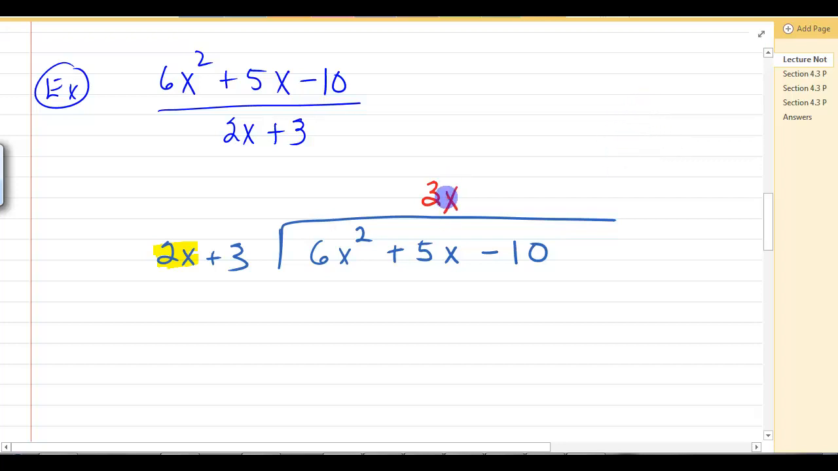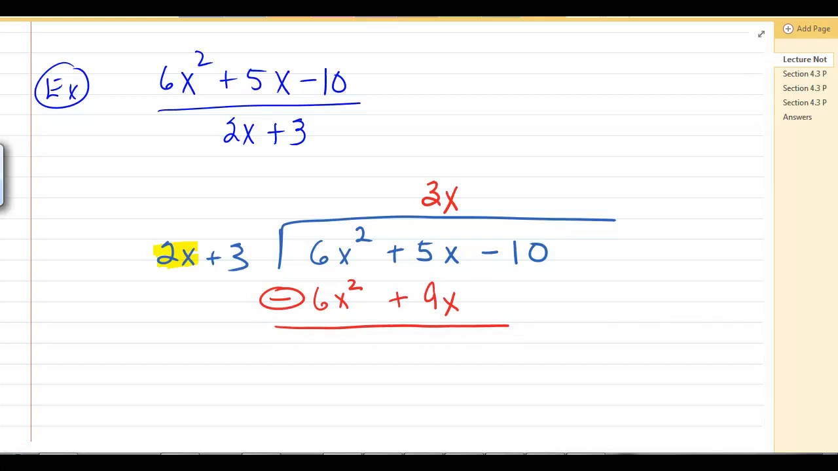All right. Then what did we do? We multiplied this times the whole thing. So 3x times 2x, 6x squared. 3x times 3, that's a positive 9x. And we're going to subtract. 5x minus 9x will give us a negative 4x. Actually, let's write that in this. All right. And then we brought down the next term, and we repeat the process.